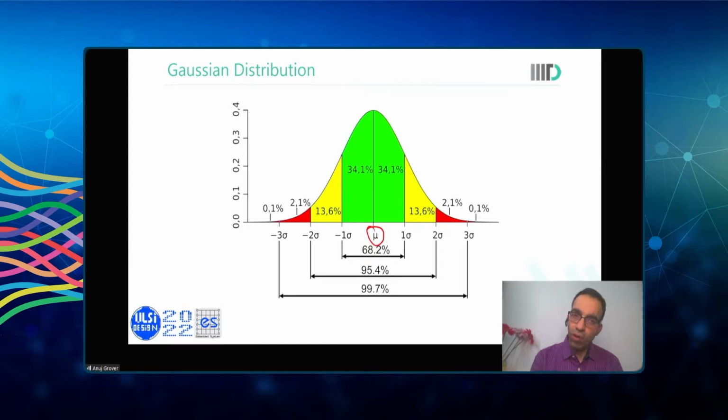And for a Gaussian distribution, within plus minus 1 sigma of the mean, we know that 68.2% of samples exist. Within 2 sigma, we have more than 95% of samples. And by ensuring that we are qualifying the design to plus minus 3 sigma, we ensure that 99.7% of the samples are well taken care of. So do you think this is sufficient when we talk about SRAMs and the read and write operations in SRAMs?